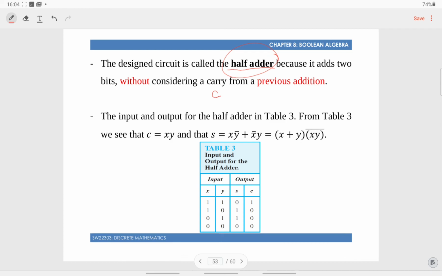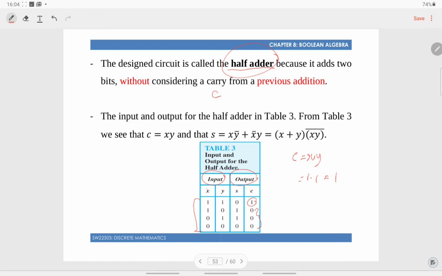The input and output for the half adder are given in table 3. This one is input and this is the output. Because we have 2 inputs x and y, we list down all the possible combinations of x and y: 1 1, 1 0, 0 1, and 0 0. From table 3 we see that c equals xy. Why? Because when 1 times 1, it is equal to 1, and 0 otherwise.